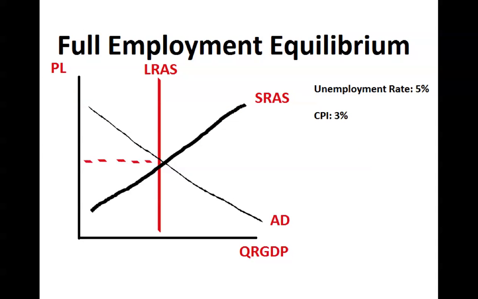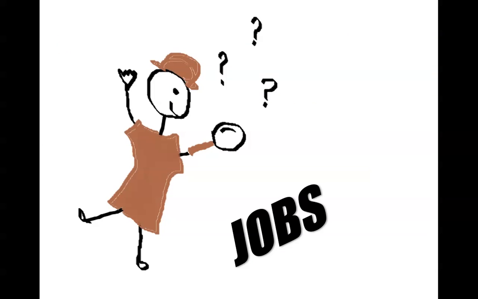Before we look at the three different types of economic gaps, it is important to first understand what our economy would look like at an ideal economic state in which it would function the best. This is known as full employment equilibrium or long-run equilibrium, which holds the economy to a 5% unemployment standard and a 3% CPI standard. Remember, if one is unemployed, it means that they are still actively looking for a job.